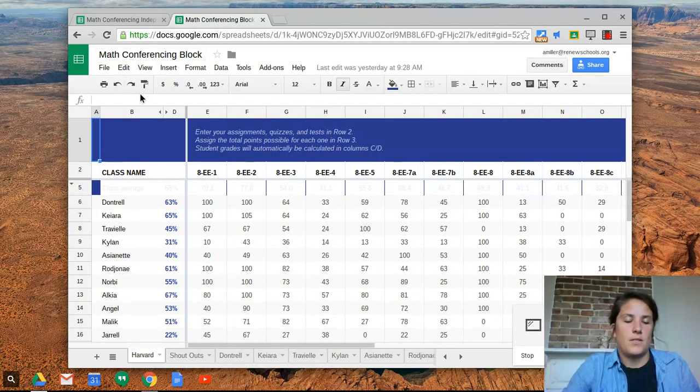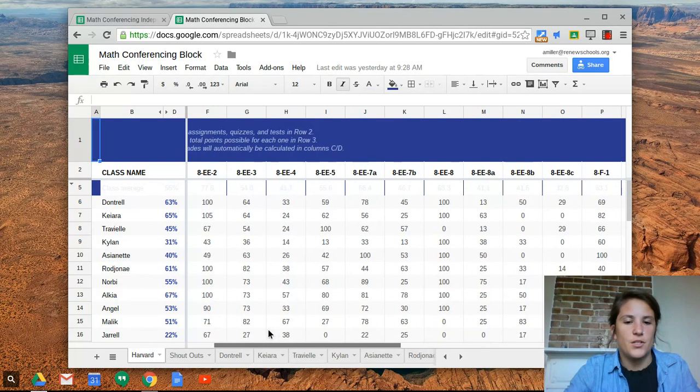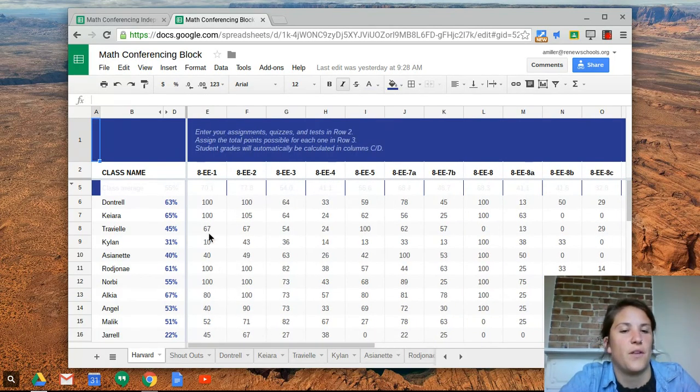So this is what my students do in the back. They have this tab that has everybody's name on the left side and then the standards up at the top. And what students can do is they can find their name and figure out how much of each standard they've mastered. So for example, if I'm Traviel, I can see that 8E1, I have 61%, 67, 67. And they can go around and see for all the standards that they've been assessed on so far this year, how much of the standard they've mastered.